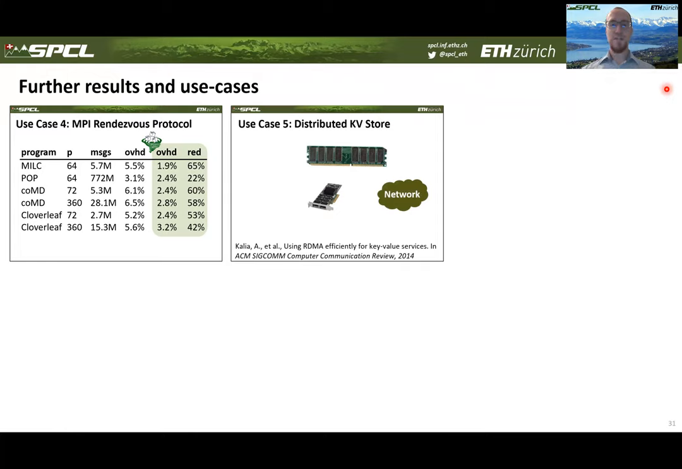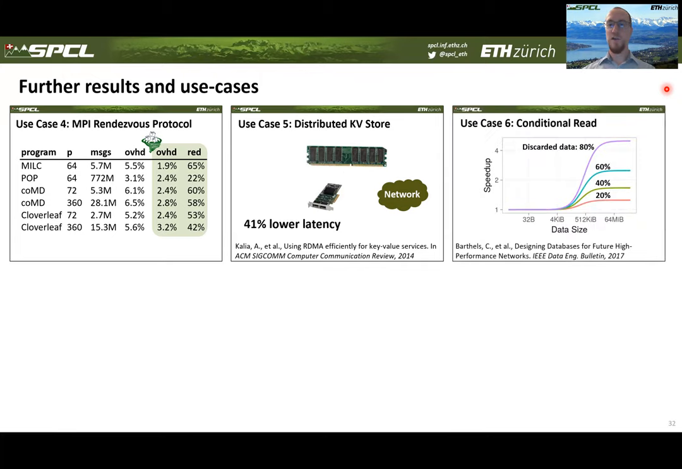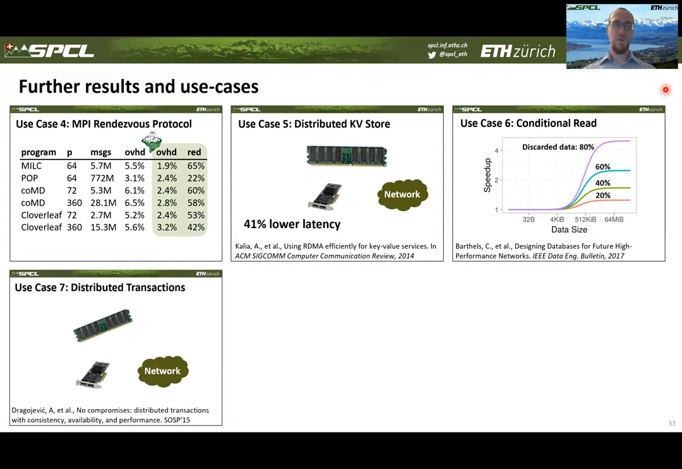But in the data center, we could actually implement a distributed key value store where we could implement the full key value store with spin in the networking card. Our simulations show that we can gain about 41% of the latency back that you would have in a CPU-based implementation of a key value store. We could also implement a conditional read where we conditionally read data at the destination, for example, for database implementations where we have filtering.